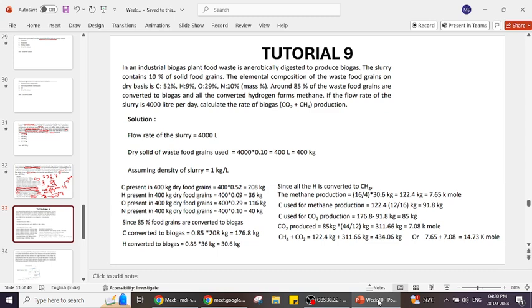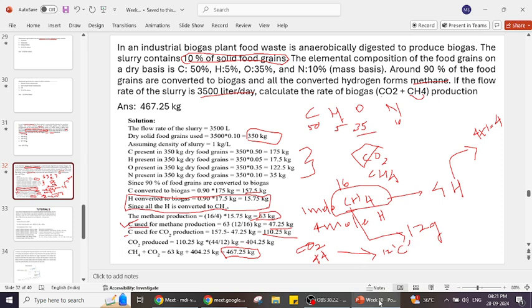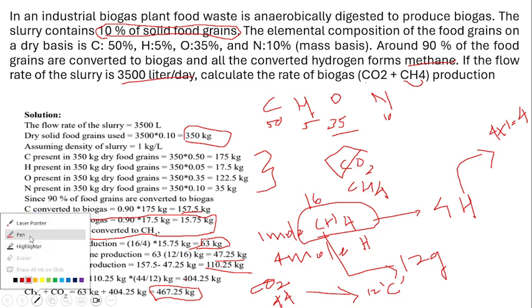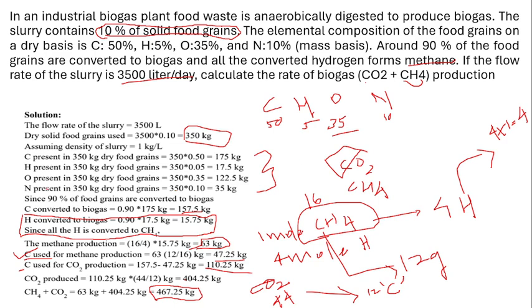Ma'am, explain methane production once again. Methane production. Yeah. Okay. So here, I think till this step it is clear. We'll explain. So now if you see, we know the amount of carbon, hydrogen, oxygen and nitrogen content in the food grain and 90% is converted to biogas. So we know out of this much carbon and hydrogen, how much amount is used for biogas. We have calculated those two.